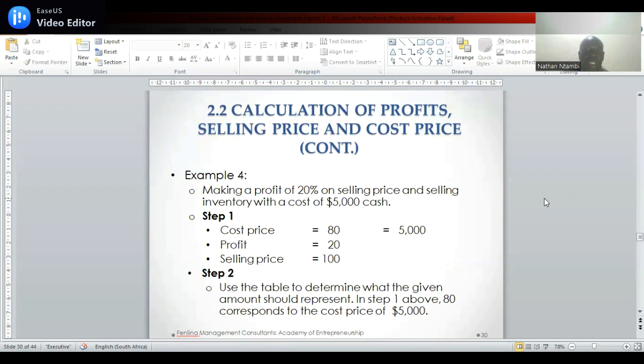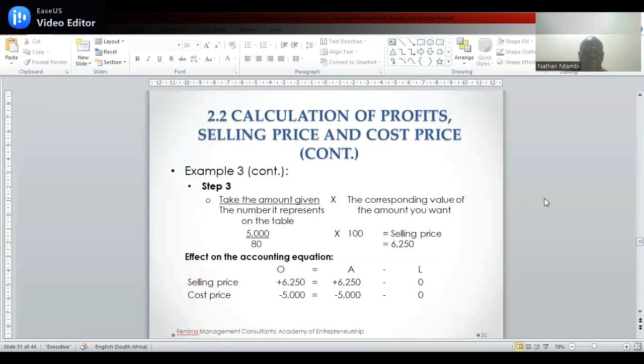Step 1, cost price is 80, profit is 20, and selling price is 100. It means that because the cost 5,000 is the one that's going to be attached to the value of 80. Then use the table to determine what the given amount should represent. In step 1 above, 80 corresponds to the cost price of $5,000. Step 3, take the amount given, divide by the number it represents on the table, then multiply by the corresponding value of the amount you want.